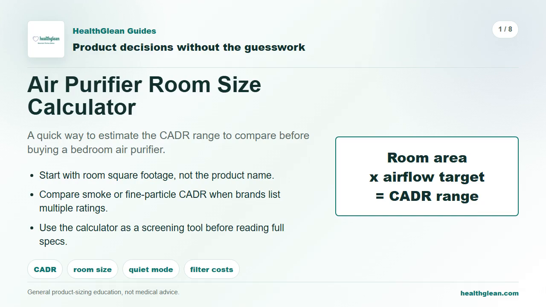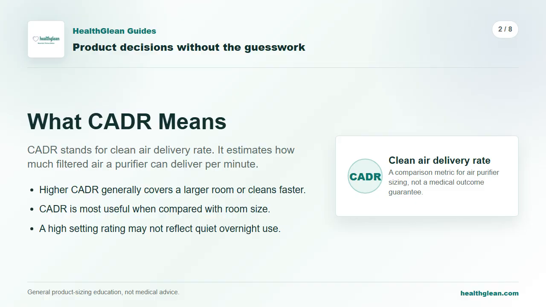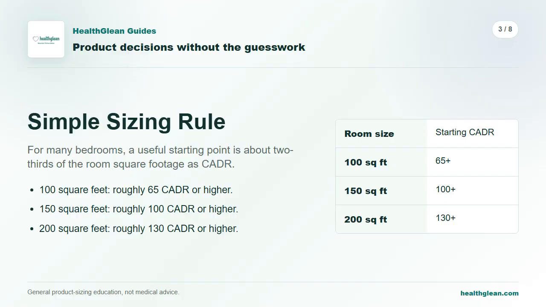Before you buy, use a room size calculator to estimate the CADR range that actually fits your bedroom. CADR means clean air delivery rate. It is a practical comparison number for how much filtered air a purifier can move each minute.